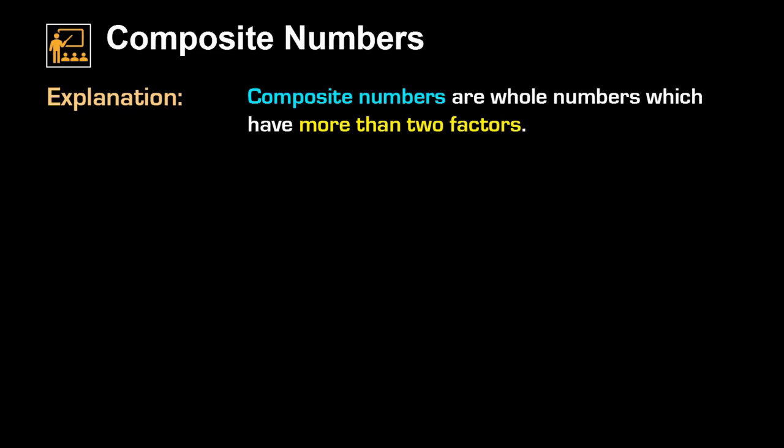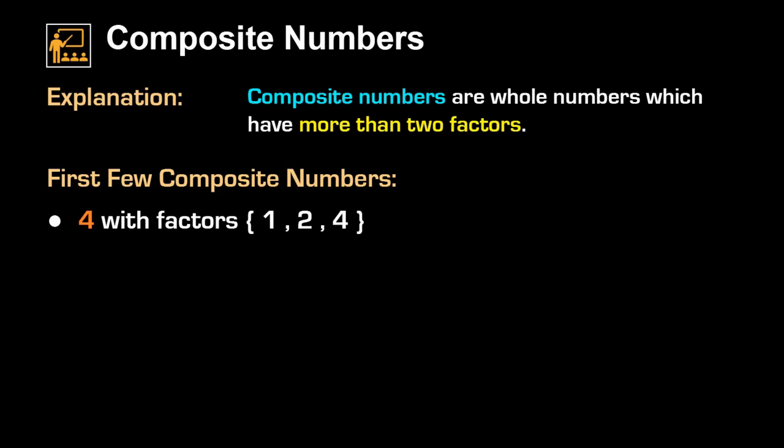And I'm also going to list the first few composite numbers. The first one is 4 with factors 1, 2 and 4. As you can see, it has more than two factors. That's why it is called a composite number. Then we have 6 with factors 1, 2, 3 and 6. It has more than two factors, and because it has more than two factors, it is a composite number.